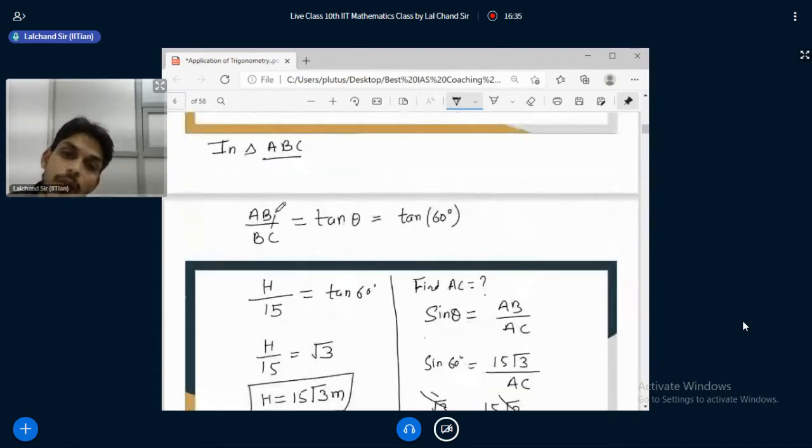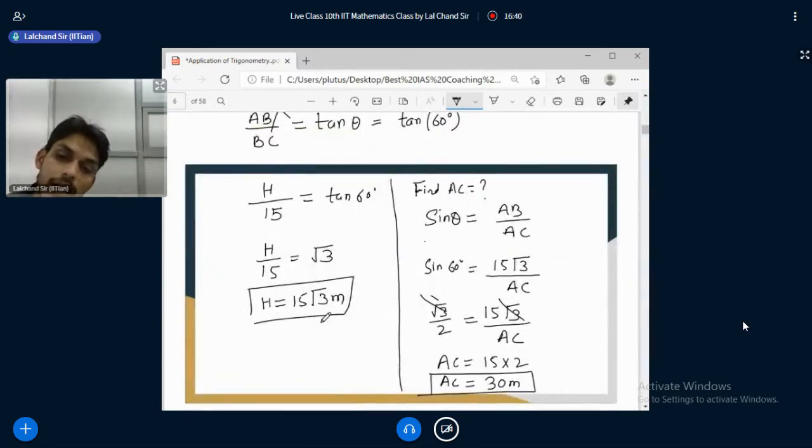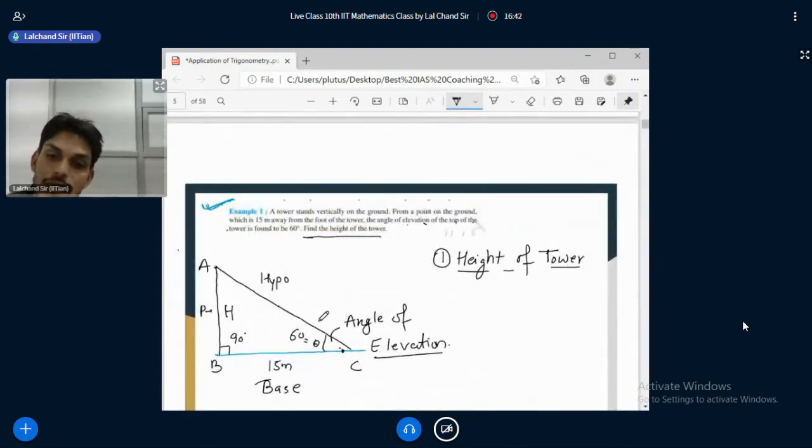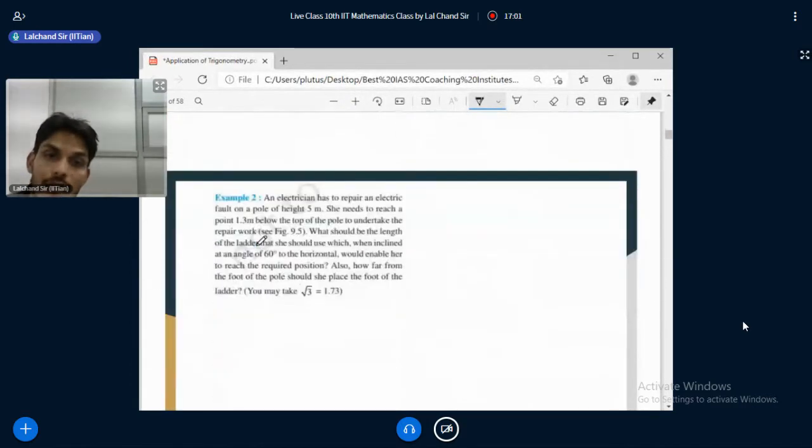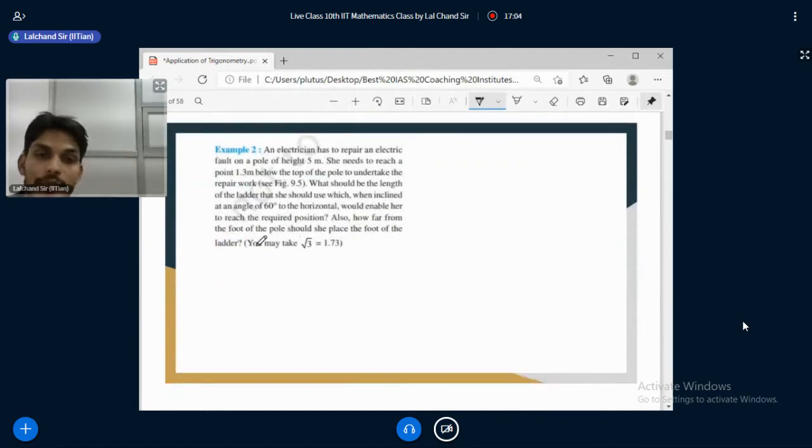We can also verify with the help of Pythagoras theorem. If you have any doubt, you can verify whether these lengths are correct or not by using Pythagoras theorem. Okay, so this is all about the first problem. Do you have any doubt in this problem? No. Okay, fine. So let us try to solve the second problem. Read this problem first, make a diagram of this problem, and then try to solve it.